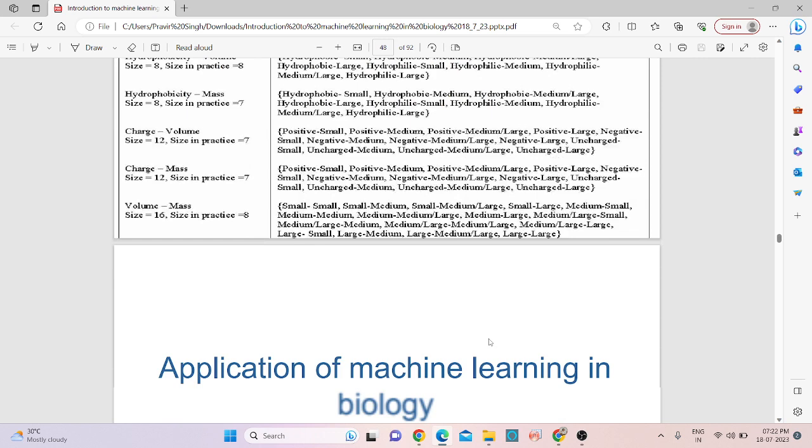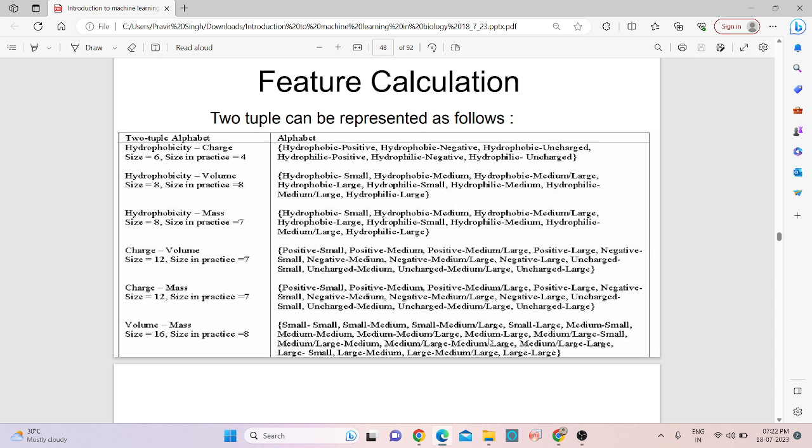We can also use tuples. So if an amino acid is hydrophobic positive, hydrophobic negative, or hydrophobic uncharged, this sort of information can be provided as attributes.